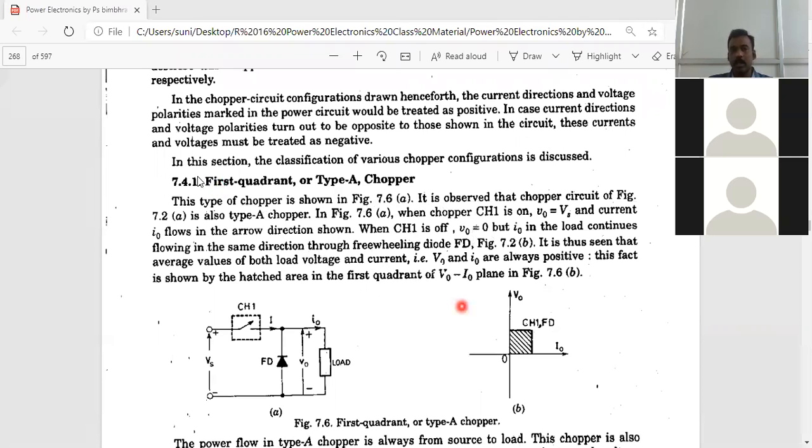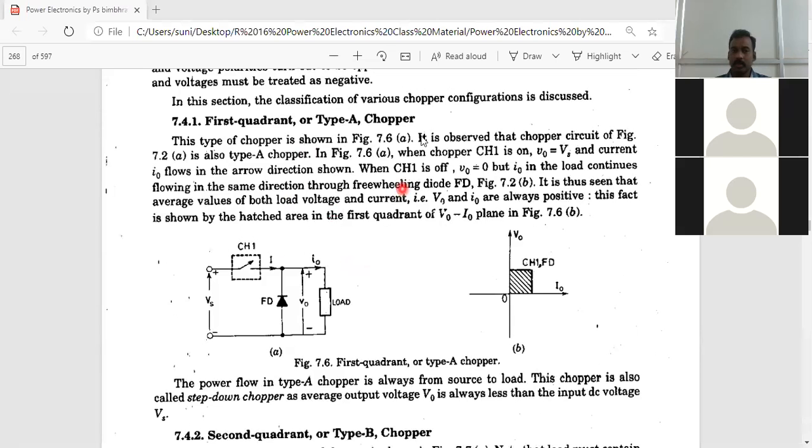In the last session we considered all this, just a brief recap. The first quadrant chopper is considered a type A chopper, and here it provides only one polarity of voltage and current. So V naught and I naught are both positive, with the chopper operating in the first quadrant. It is treated as a first quadrant or type A chopper, and the construction is as shown here: you have the supply, chopper, and simply the load.